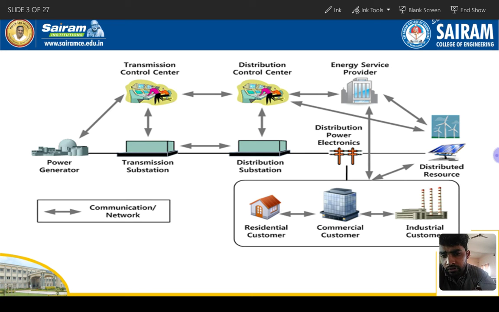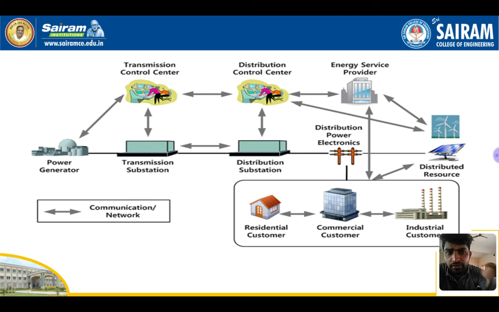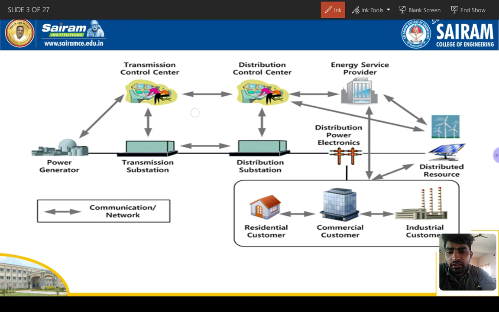Next there will be a transmission substation. In the transmission substation, they have a step up transformer. There will also be a transmission control center, where we control power generation as well as transmission. The transmission control center is interconnected with the distribution control center. Two-way communication will be there, not one-way communication.